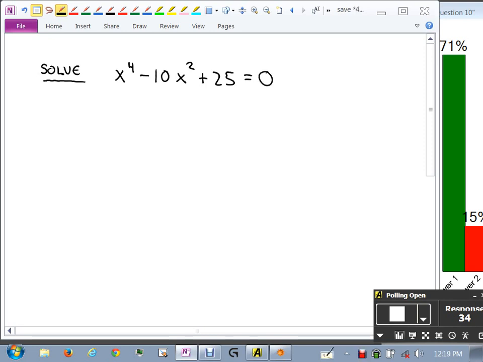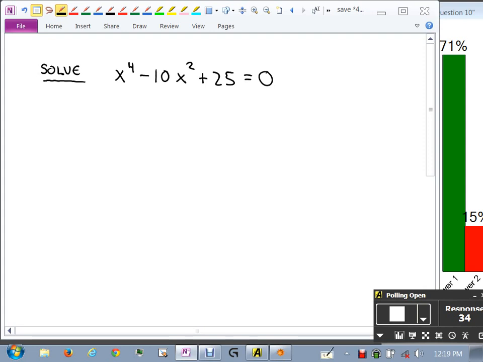What type of equation is this? That's the first thing we always ask ourselves. Is it linear? Okay. Is it a quadratic? Quadratics are squared, right? It's not squared, it's the fourth power. Is it radical? I don't see any radicals, right?